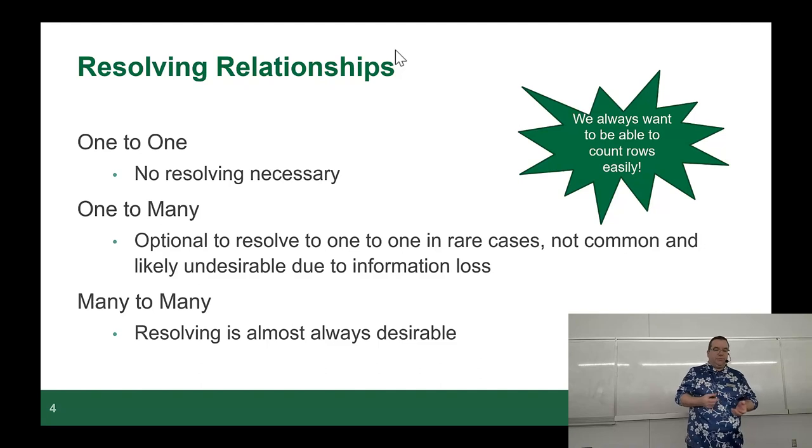One-to-many, it's optional to resolve in most cases. You usually don't resolve a one-to-many into a one-to-one relationship because you're probably going to lose information. Normally, one-to-many is self-contained. Many-to-many, resolving is almost always desirable. I promised myself I'd update the slide last semester and get rid of the word almost, and apparently I did not. Many-to-many must always be resolved.